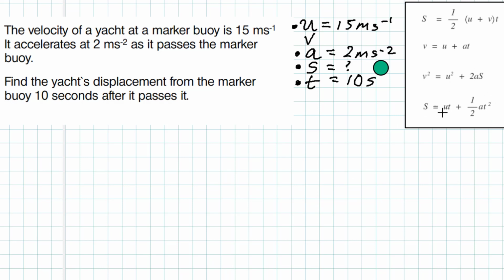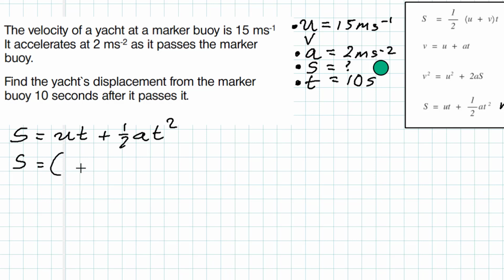So which one are we going to use? u, a, s, and t. This one here. So put down the equation: s equals ut plus 1/2 at squared. And just put in the numbers, because the s, the variable we're looking for, is on the proper side of the equation, so we don't have to rearrange.